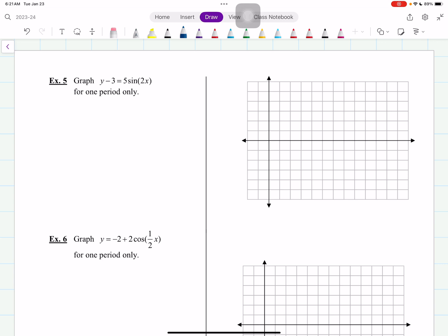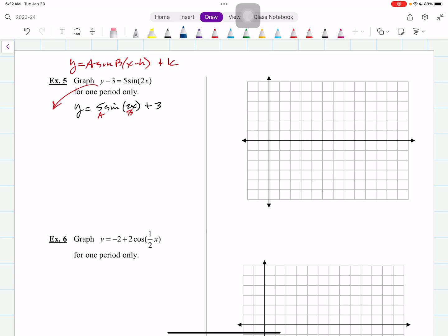So here we go. I'm going to first write the general function: a times the sine of b times x minus h, and then plus k. There's your general function. Here I'm going to take this function and rewrite it. I'm going to add 3 to both sides. So y is equal to 5 times the sine of 2x, and add 3 to both sides, so plus 3. So I know a bunch of stuff. I know the amplitude is 5. I know b, and I know the shift. There's no horizontal shift. There's only a vertical shift here.